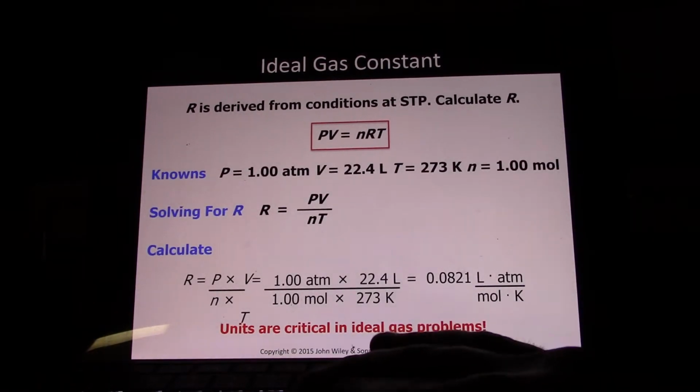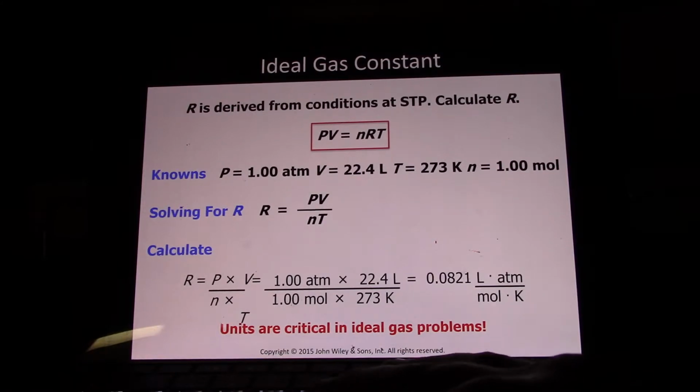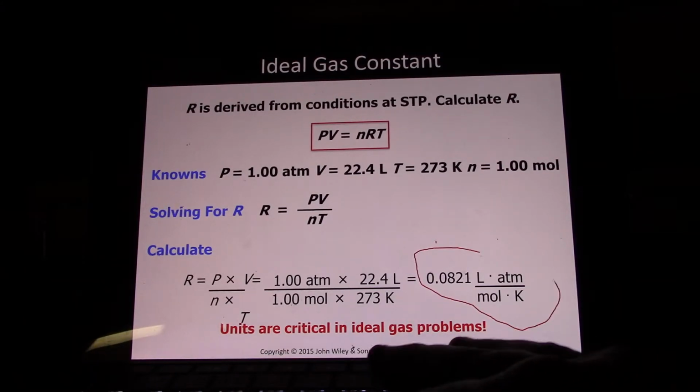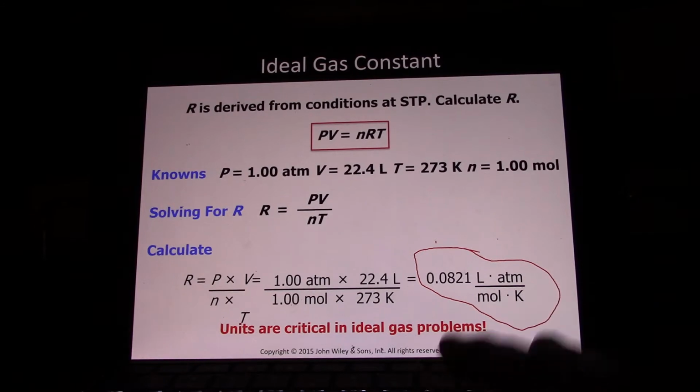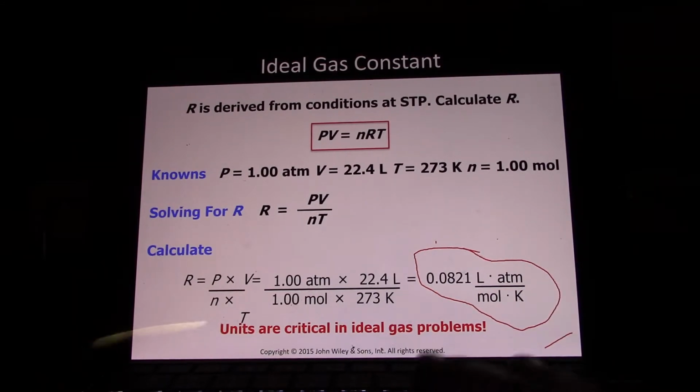R in this class will always be 0.0821 liter atmospheres per mole Kelvin. And because the units of R have liters, atmospheres, moles, and Kelvin, all the other units have to cancel those out. So as always, temperature must be Kelvin to cancel out Kelvin, but it's always been Kelvin, so there's no change yet. And moles is always moles.